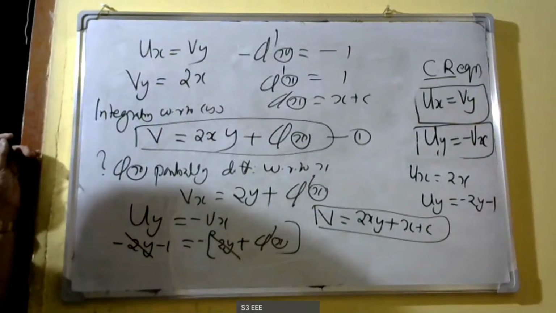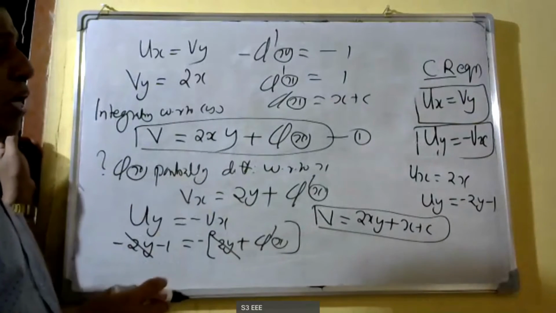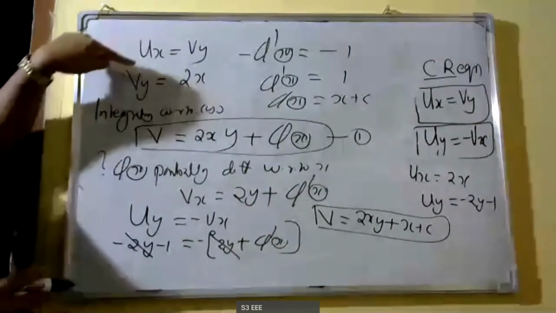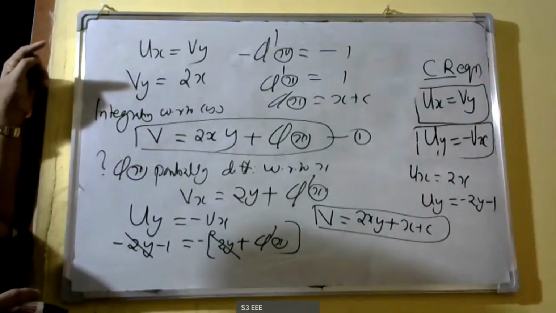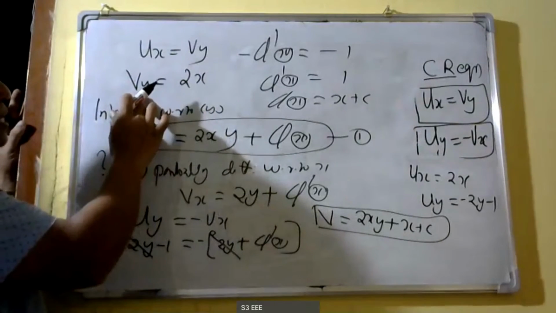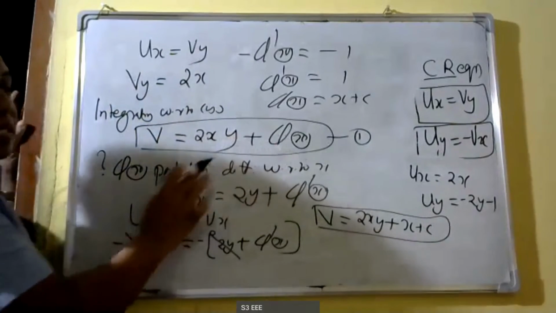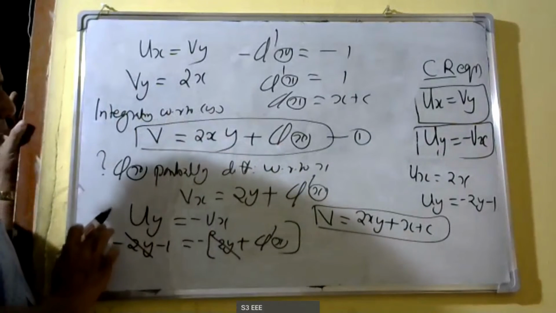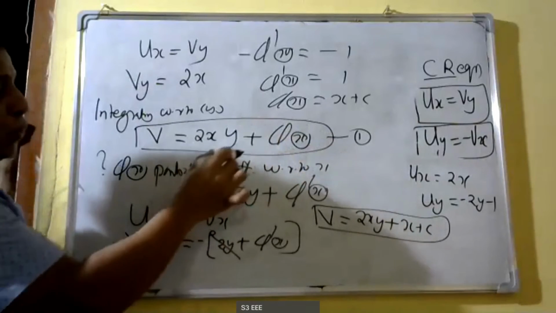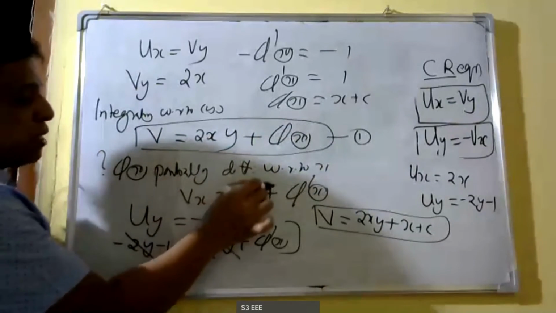Now, to find the harmonic conjugate, we use the Cauchy-Riemann equations: ux equal to vy and uy equal to minus vx. Since ux is equal to vy, vy is equal to 2x. First we integrate with respect to y, and we get v equal to 2xy plus pi of x. Next we have to find the value of pi of x. To find it, we differentiate this with respect to x. Then we get vx equal to 2y plus pi dash x.